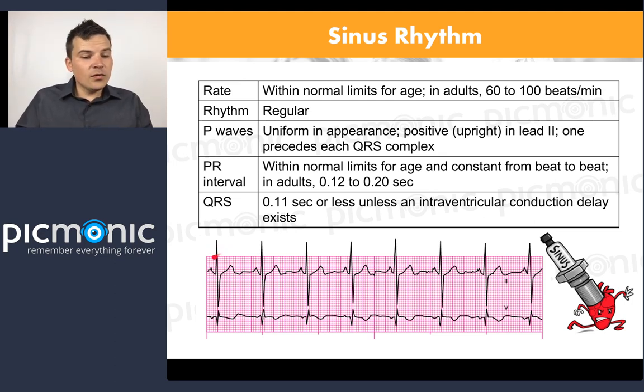So when we look at the rhythm, the way you tell if the rhythm is regular is you have to look at the R to R interval. So here's the R, there's an R, there's an R, there's an R, there's an R. You get the point, right? And then you have to say, are they regular?